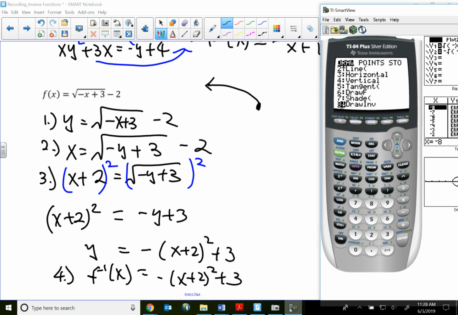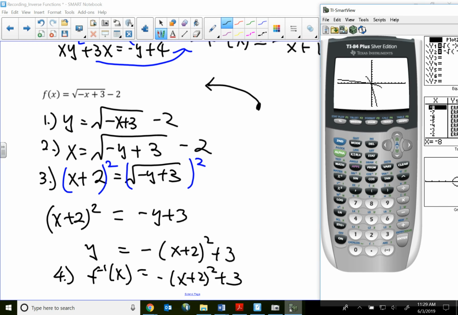Go down to draw inverse, number 8. Draw inverse of who? Inverse of y1. Remember my function was in y1? If I remember correctly, go to vars, go to the right, y vars, number 1 function. Choose number 1, y1. Draw inverse of y1 and press enter. That's the inverse, and here is the other one.